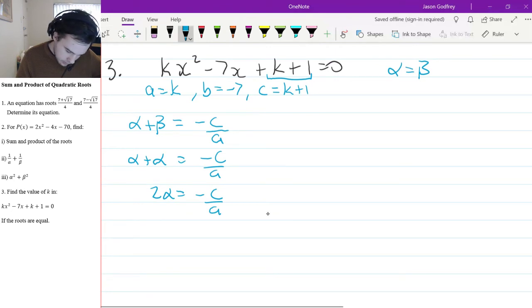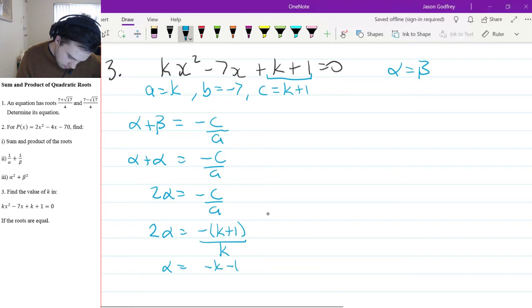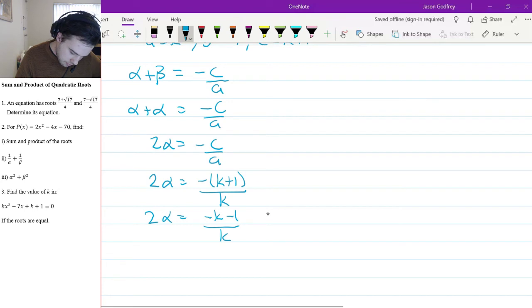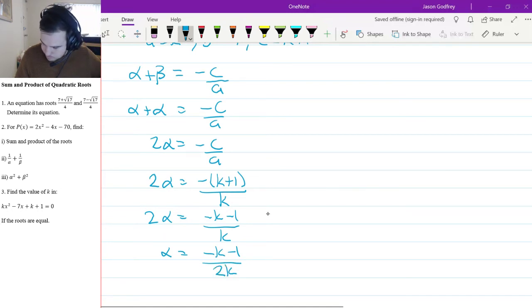So what actually is negative c on a? We've got negative c is k plus 1 all over our value for a was k. So if we expand this out, we've got negative k minus 1 on k, sorry, and that was 2 alpha. So then if we divide both sides by 2, we've got alpha is negative k minus 1 on 2k.